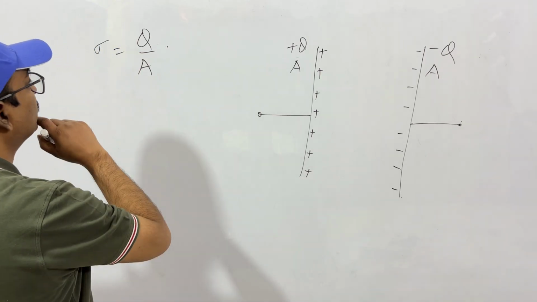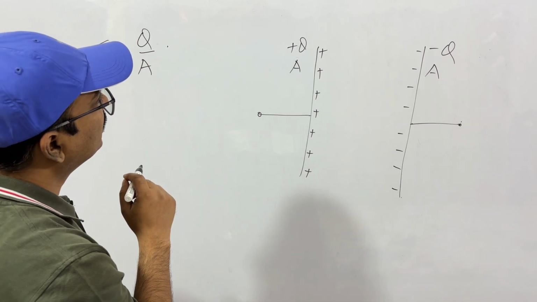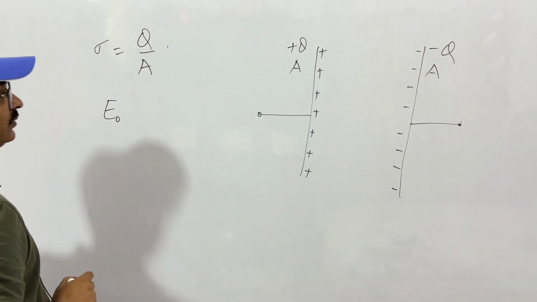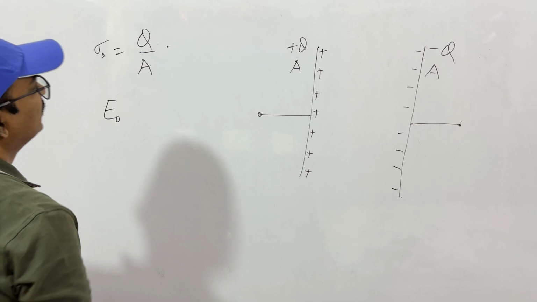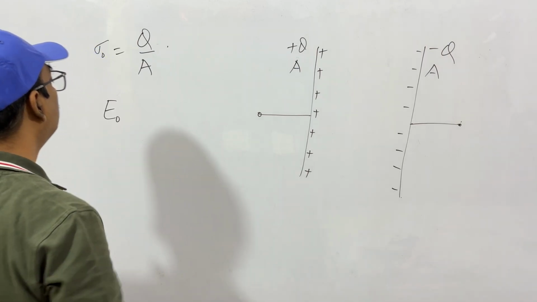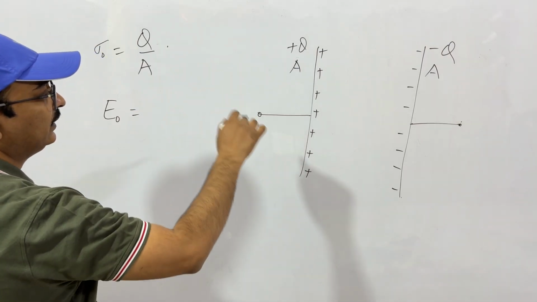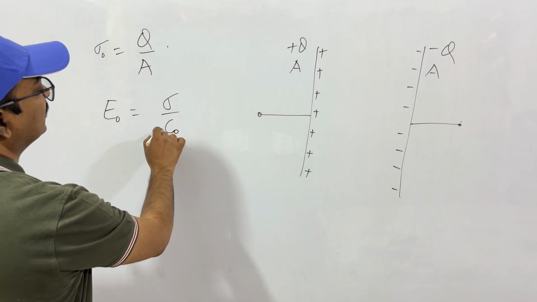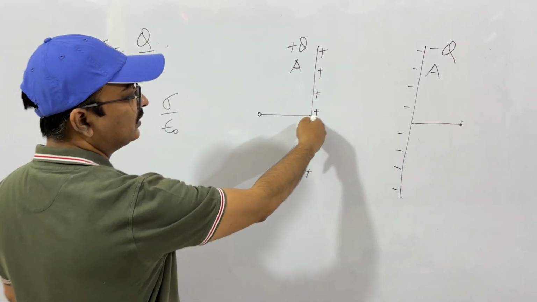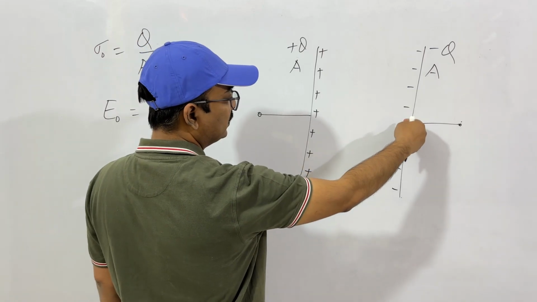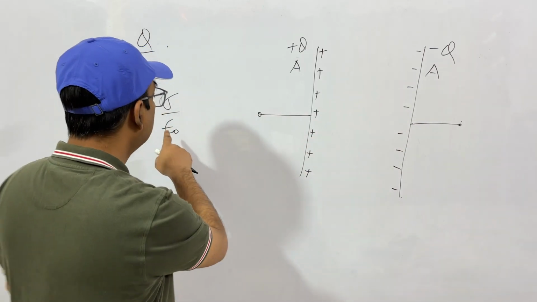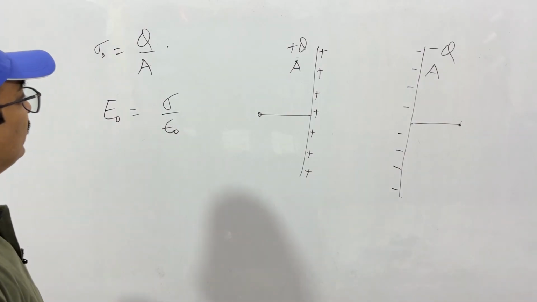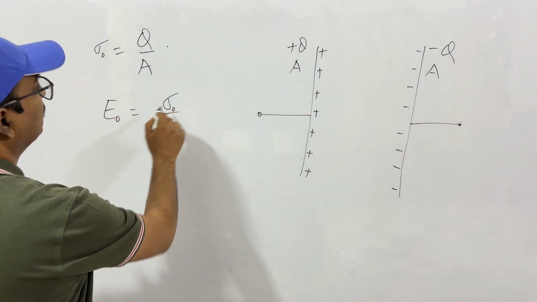Now, the second thing we know about this is the electric field. Electric field inside this, let this be E0, that is with vacuum, and sigma 0. What is the electric field inside this? You know, it is sigma by epsilon 0. Sigma by 2 epsilon 0 because of this, and sigma by 2 epsilon 0 because of this, both in the same direction. So it is sigma by epsilon 0. The direction is from plus to minus, that you know. So this is E0.